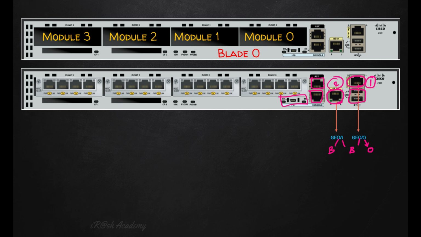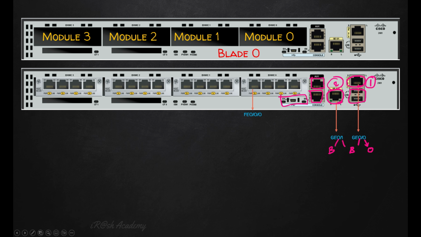Now after we consider the blade, we need to consider the interfaces of the modules. Which module will we consider first? We will consider the modules in order: 0, then 1, then 2 and 3. So first we will consider the module 0 interfaces. The first port we can call FE0/0/0. What does FE stand for? FE stands for Fast Ethernet. So this interface is a Fast Ethernet interface with a 100 Mbps network speed.